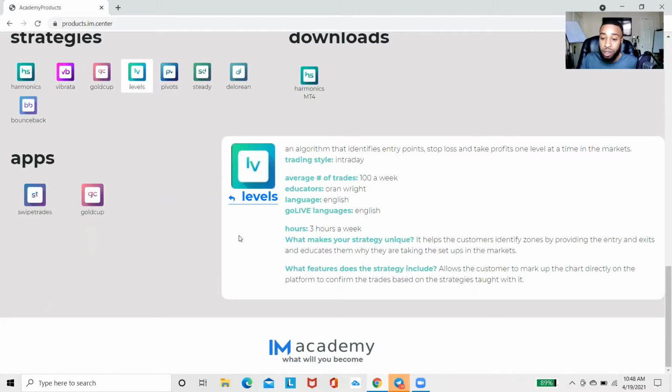There's one educator, Oran Wright. Unfortunately, there's only one language, which is English, okay? Now, if you speak a different language, one of you guys can actually come in, learn it, and be somebody that teaches levels in a different language, right? So if we simply click on the scanner, it's going to bring up the actual level scanner.